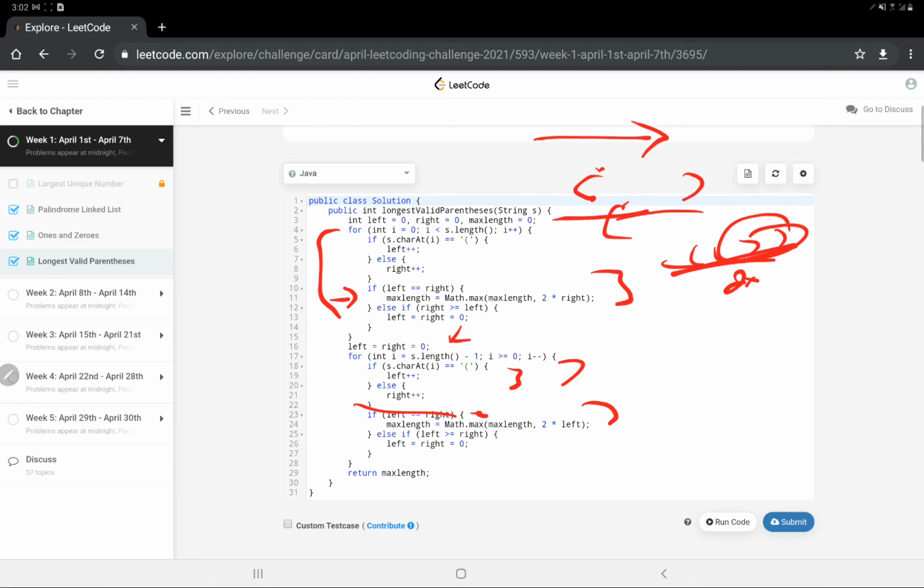The running time would be O of n plus O of n, that is big O of n, because both loops run O of n times, and the multiplication by 2 is a constant, so it is big O of n. And the space complexity would be O of 1, because we have only used 3 variables and nothing else to store anything. So it's called constant space complexity.